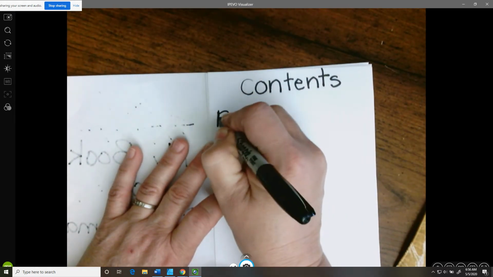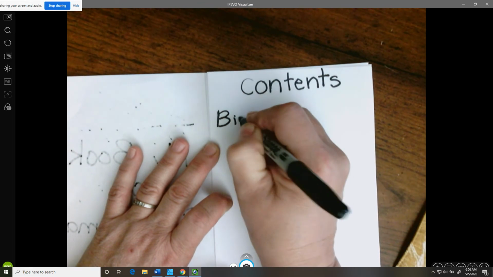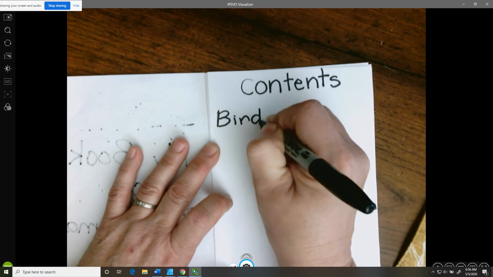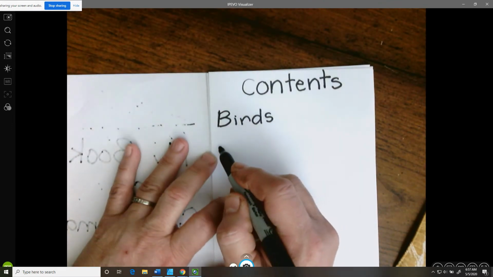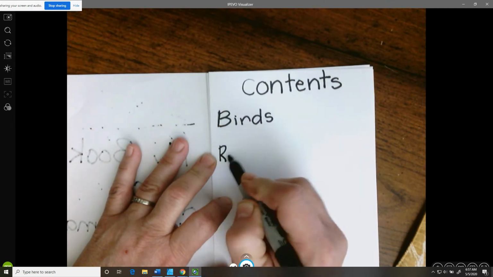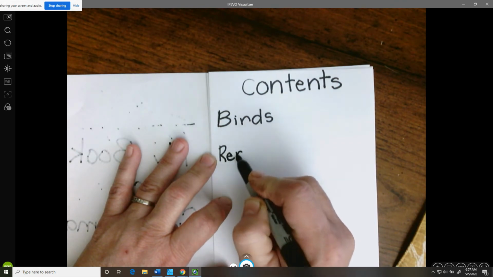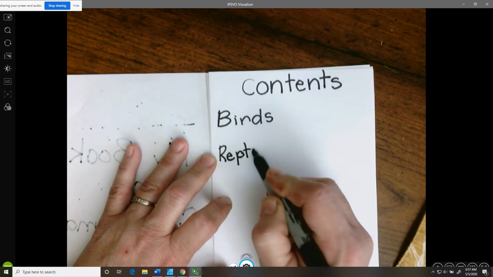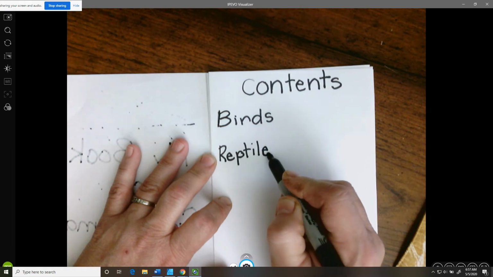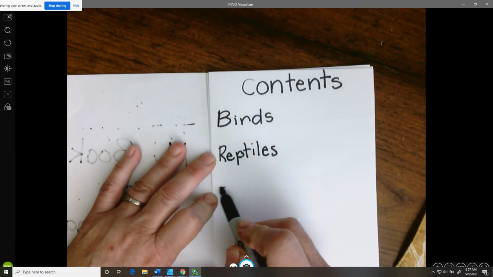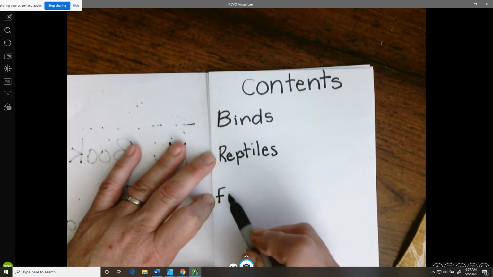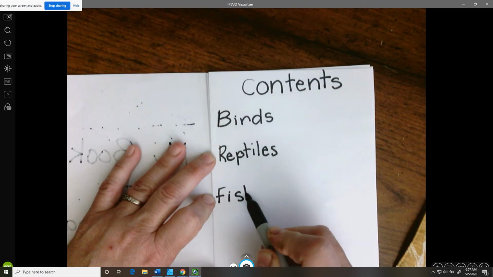My first page has birds. That's the one we did first. So I'm going to carefully, neatly, in my best handwriting, write the word birds. I'm going to try and keep it nice and level and neat, and come down and write reptiles. Again, lots of chunks in these words to help us read them and to spell them. Reptiles. It's those syllables that will help us learn to spell larger words.